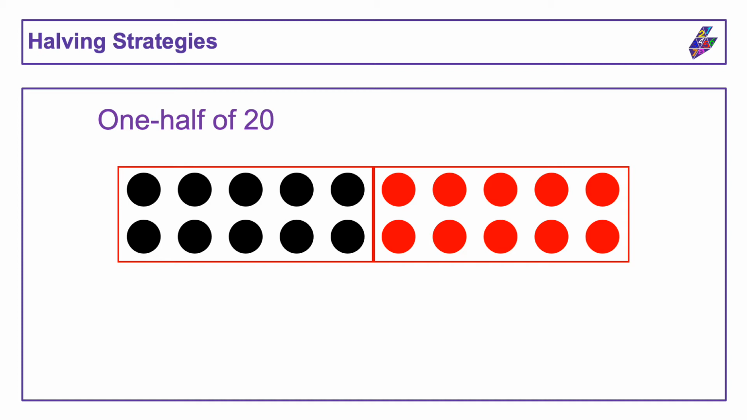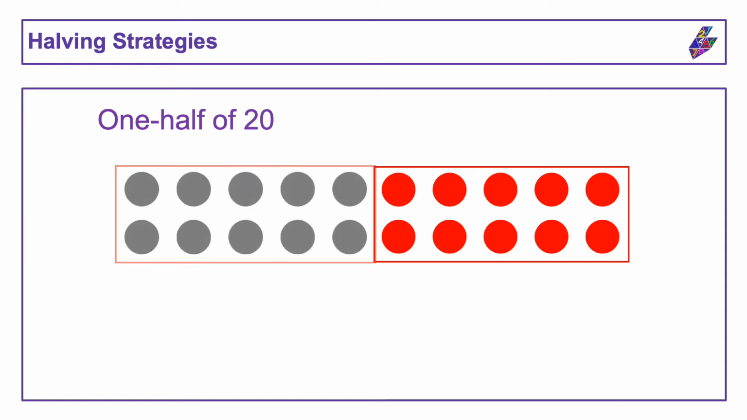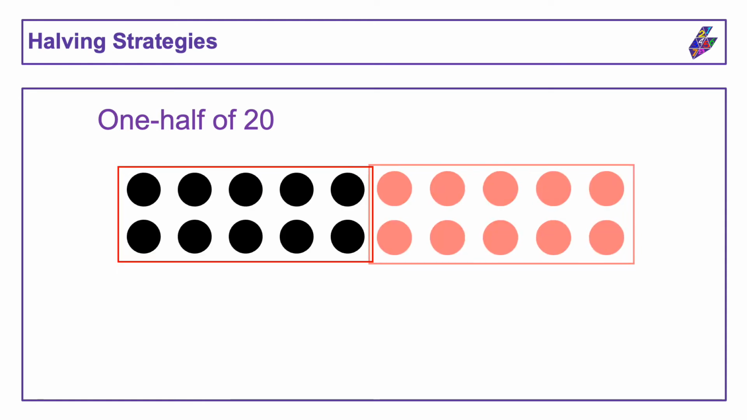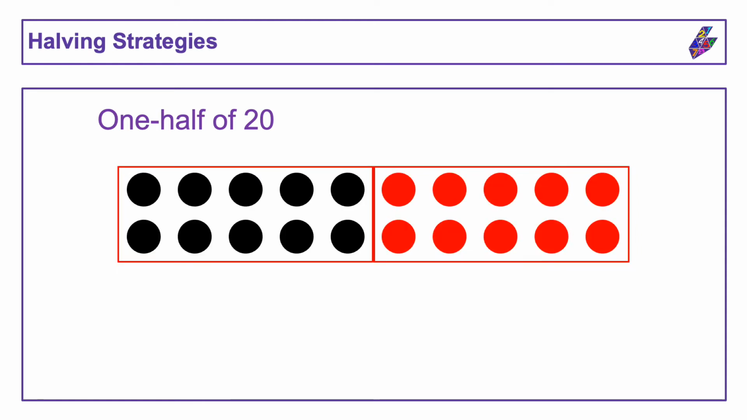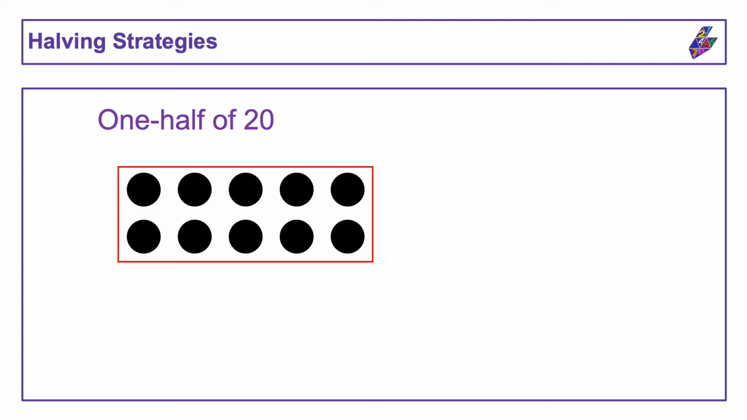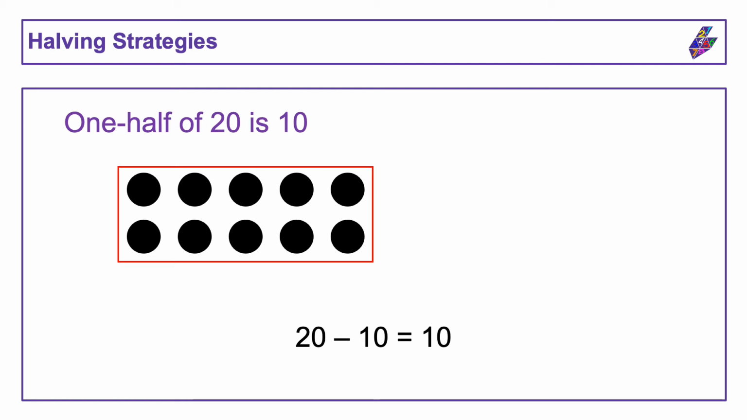Taking 1/2 can mean that you are taking one of these two equal groups, so either this group or this group. So if I had 20 and I subtract 1/2, which is 10, then I'm left with 1/2, which is also 10. So 20 minus 10 equals 10. Or we can say that 1/2 of 20 is 10.